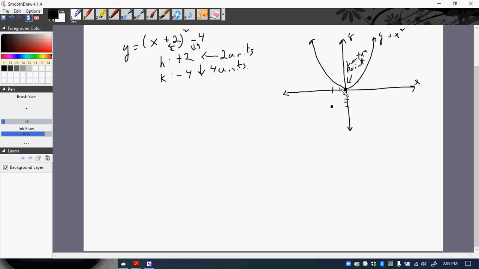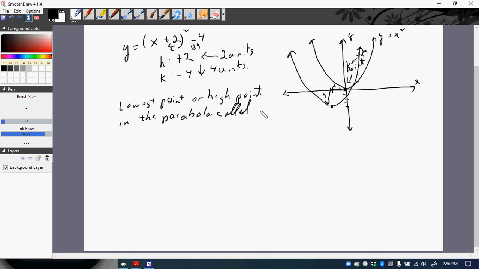And it also could be the opposite. It could be the highest point. And so here's the vertex. It's actually moved 2 and down 4. So now it looks like this. So the lowest point, or it could be the highest point, in the parabola is called the vertex point, because it's the most usual one. So this is just an example of how we know.